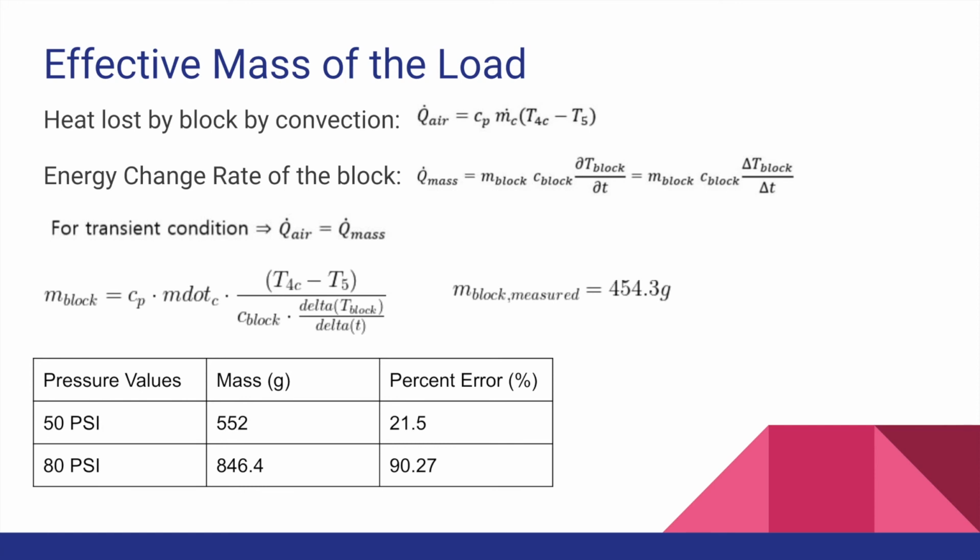This resulted in a calculated mass of 552 grams for 50 psi and 845 grams for 80 psi versus a measured mass of 454.3 grams. Again, the experimental mass is much different than the measured mass. Since the error from the York fit was relatively low even after EPA, we can conclude that the large discrepancy in our results can be attributed more to the assumptions made in our theoretical calculation, like the range of transient response, rather than instrument uncertainty, though it is also a partially contributing factor.